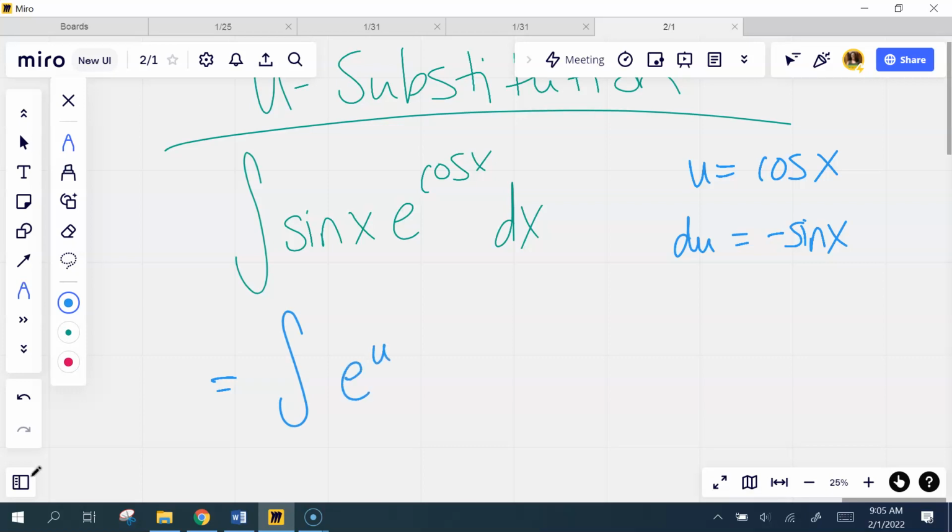e to the u? There's e to the u. The only difference is this negative here, right? I need to add that negative in there in order to make that right. That's my du, but I need a negative. Why did we just get rid of it? Well, you have to find the antiderivative, right?